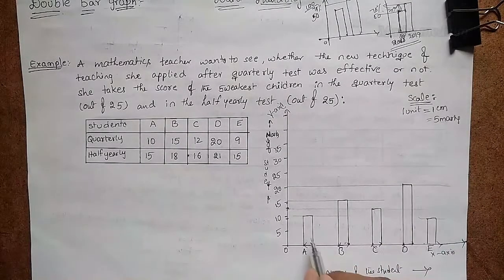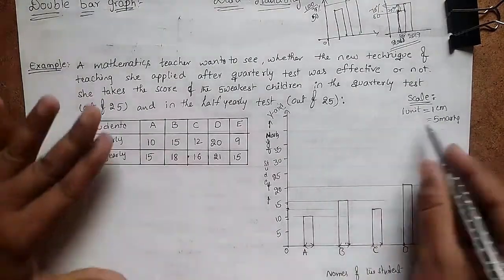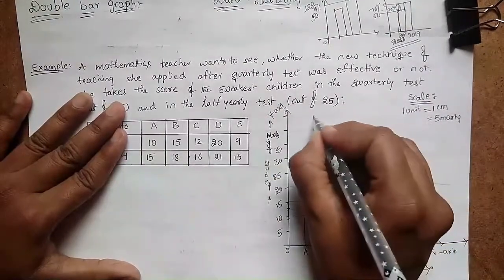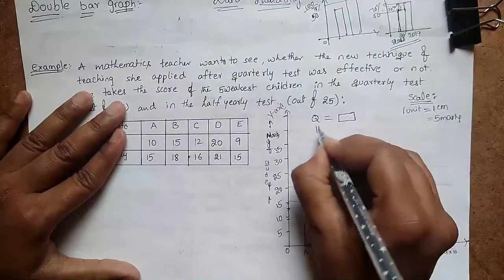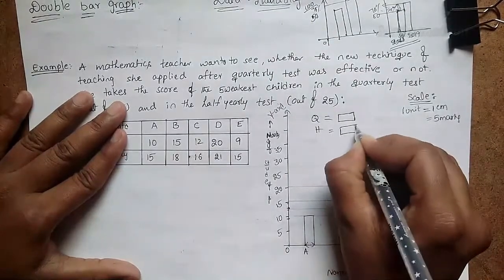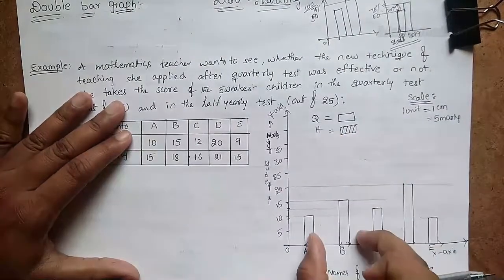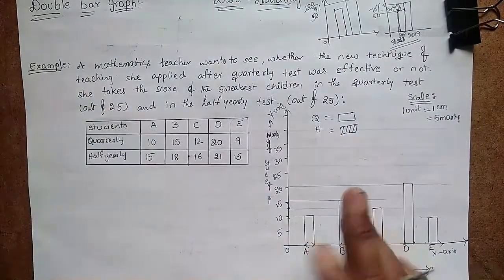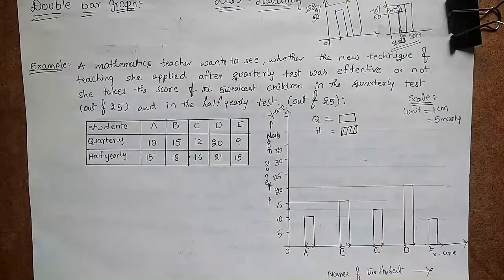Now take the half yearly. We are representing quarterly with a plain bar graph. Now I am going to take the half yearly as checks, so we have to mention it here. For quarterly, we are using just plain bar graphs. In half yearly, we are using checks bar graphs. The scale we use must be applied throughout the problem. We cannot change the scale and we cannot change the bar graphs either.